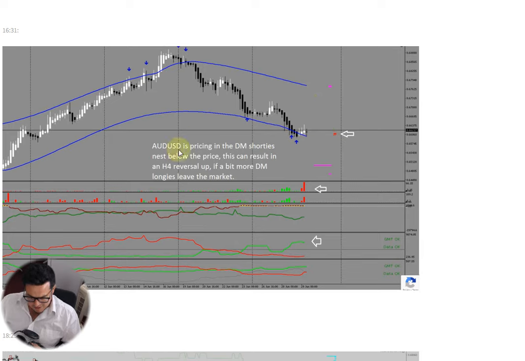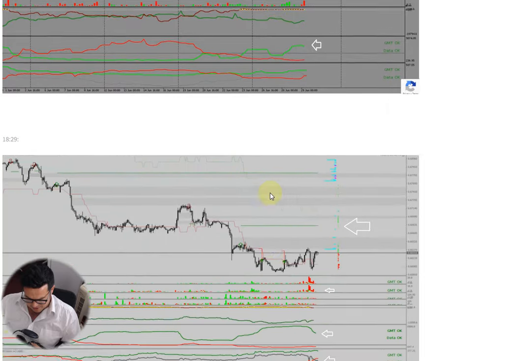Okay, so of course this is a tradable 4-hour reversal up. Yes, like I wrote, the Aussie dollar is pricing in the dumb money shorties nest below the price. This can result in a 4-hour reversal up if a bit more dumb longies leave the market. So if it points down a little bit more, this will snap up. So lower band, low has been cleared. We are trading towards the normalization after a big move. Shorties in the market, so we're trading the opposite position of the shorties.